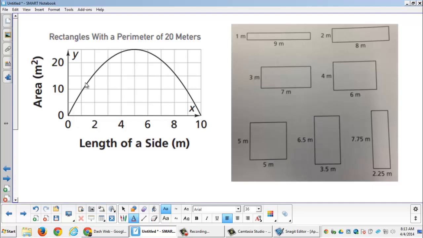So as we saw this, we saw that it went all the way up to its highest point, which in this case was a 5 by 5 rectangle or a square, which gave us the area of 25. And then as we started to create our rectangles with the reverse order, we saw that we had a matching or corresponding rectangle for each of the sides on each side of the parabola.